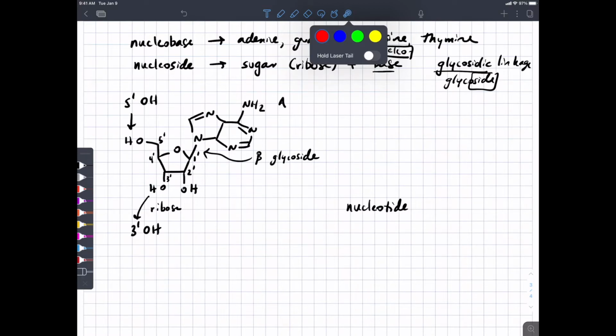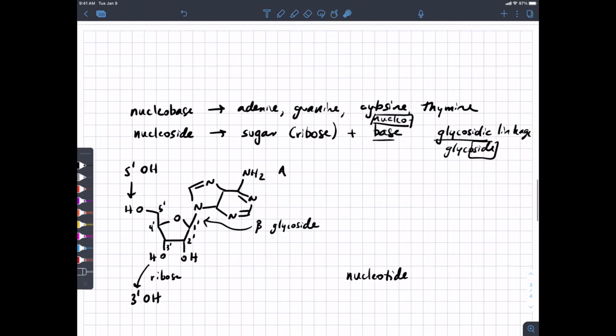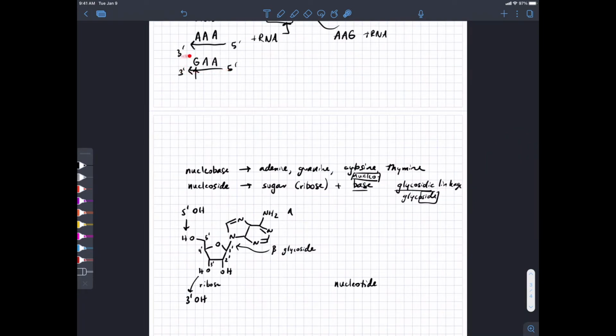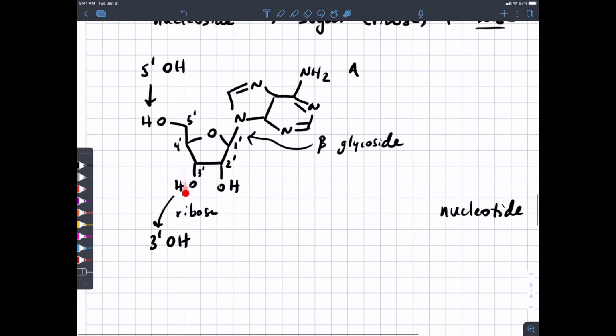And in mRNA, the 5' hydroxyl of one nucleoside is going to be attached to the 3' hydroxyl of another nucleoside via a phosphodiester. So up here when we were talking about 3' to 5' and so on, we'll show you what that structure is, but it involves the OH groups on the nucleoside.